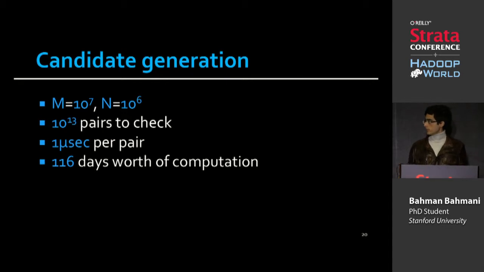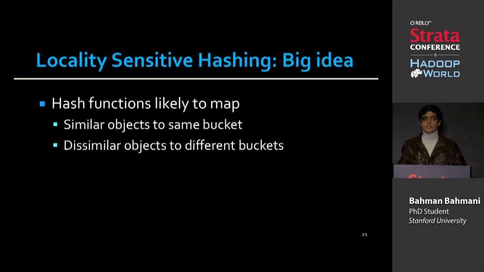Let's say we have 10 million data points and 1 million query points. If you want to just do brute force candidate generation, we'll have 10 to the 13 pairs of data and query objects to look at. And even if we take 1 microsecond per pair to see if they're actually similar, it is going to take 116 days of computation. So even if we distribute over a cluster of 50 nodes, it's going to take more than 2 days.